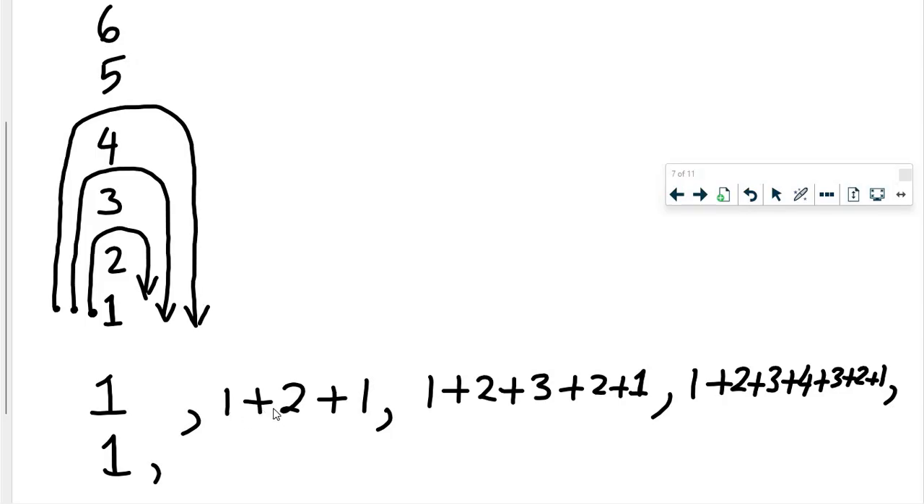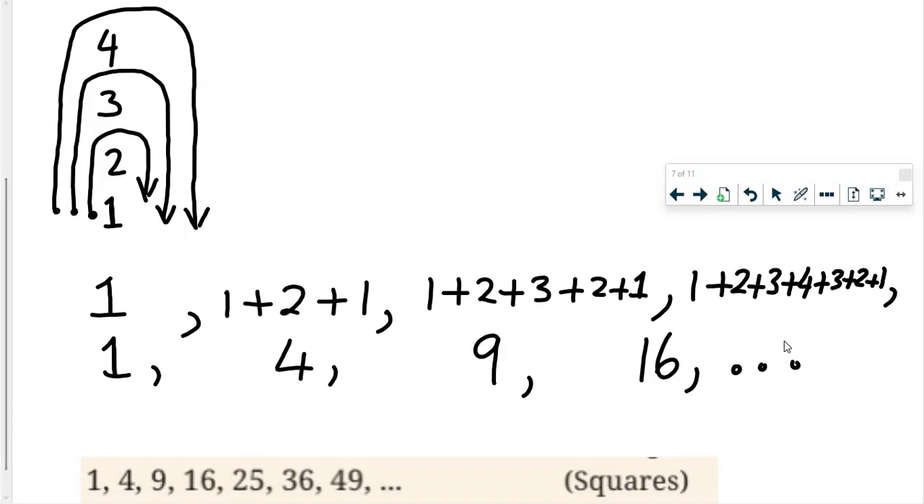Calculate this. 1 plus 2 plus 1, that is 3 plus 1, 4. What is this? 1 plus 2, 3 plus 3, 6, and so on, 9. What is this? 1 plus 2, 3 plus 3, 6 plus 4, 10 plus 3, 13 plus 2, 15 plus 1, 16. And so on and so forth.